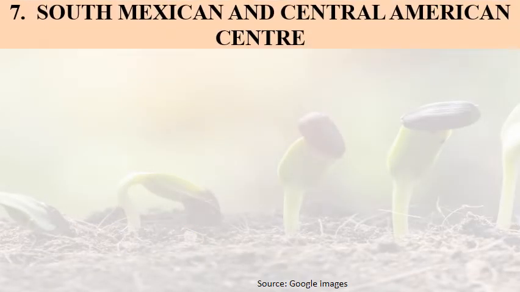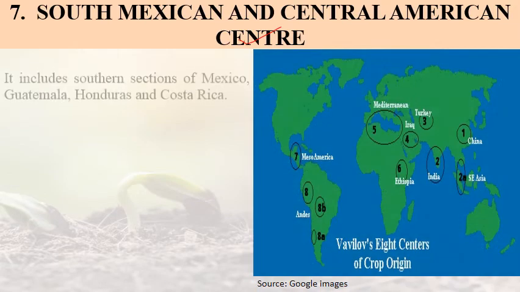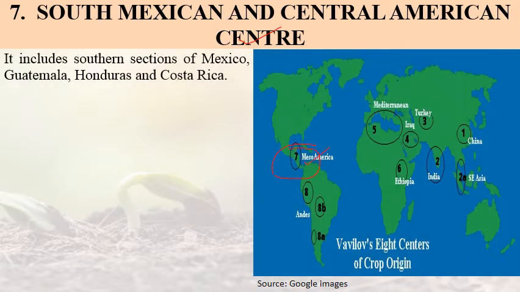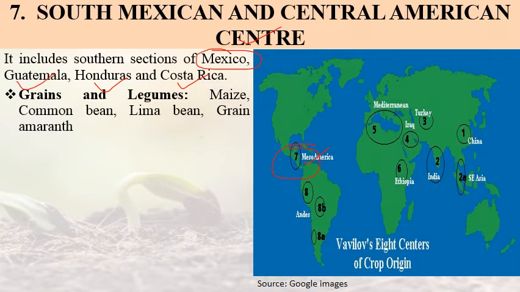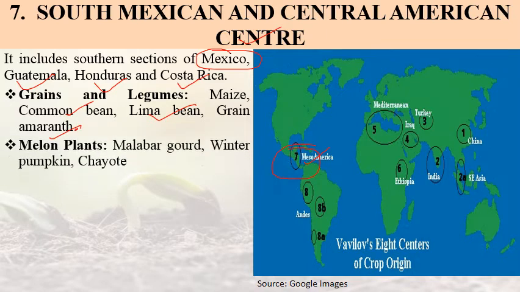Next is South Mexican and Central American center. So this is here. It includes southern section of Mexico, Guatemala, Honduras and Costa Rica. So ये जो countries हैं इनके कुछ एक regions हैं जो इस center को बनाते हैं. Grains and legumes जो यहाँ पे originate हुए हैं, that is maize, common bean, lima bean, grain, amaranth, etc. Next we have melon plants like Malabar gourd, winter pumpkin, chayote. So ये जो melon plants हैं ये यहाँ पे originate हुए हैं.